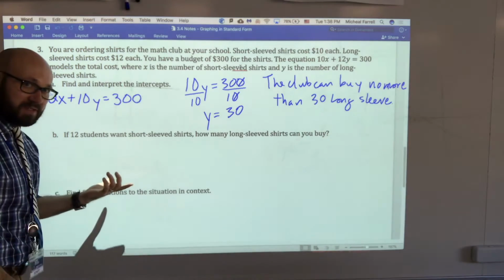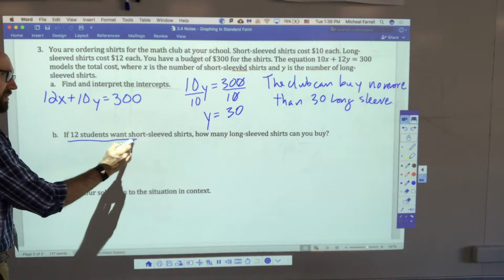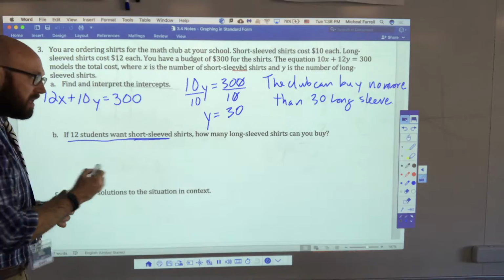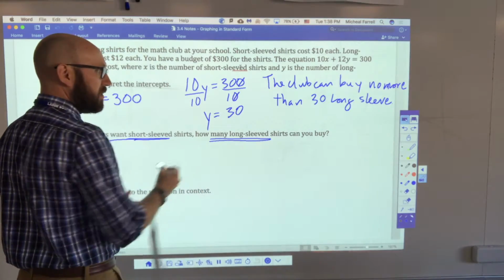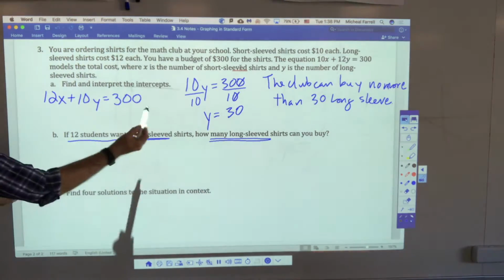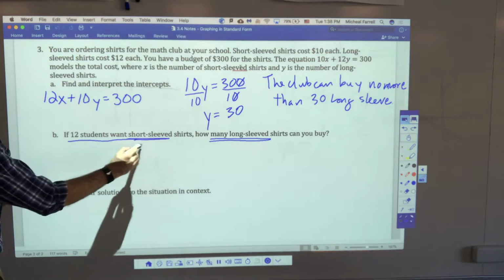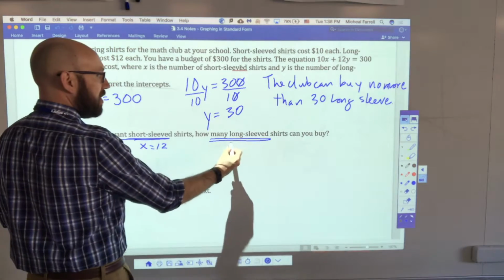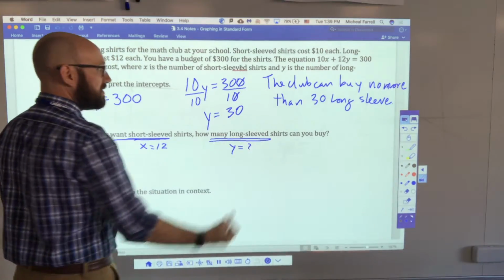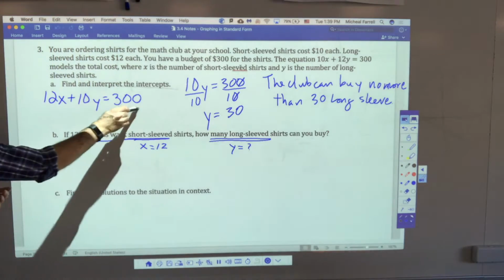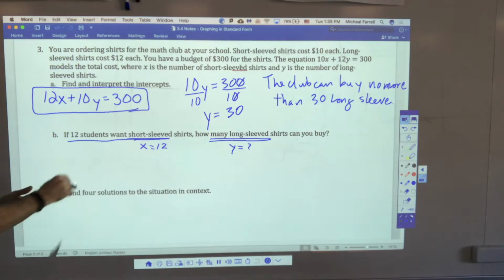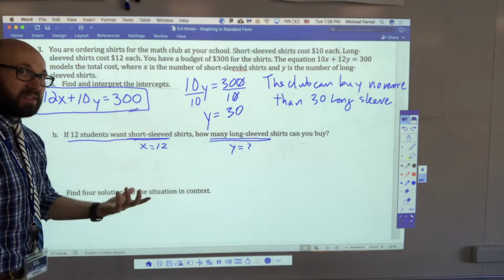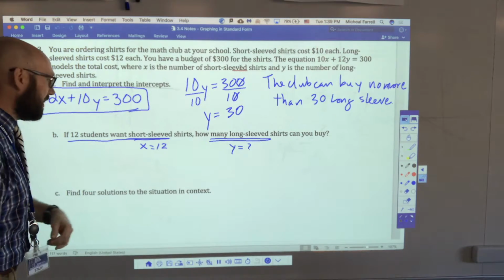So what about a specific situation? Let's say I know 12 students want short sleeve shirts. I'm going to know, well, how much money is left over for long sleeve shirts? Well, I'm going to go straight to this. If I have 12 short sleeve shirts, this is x. This means x equals 12. And I'm trying to figure out long sleeve, which is y. So that's what makes the standard form of an equation of a line so useful, is it's very easy to write a problem from a situation.